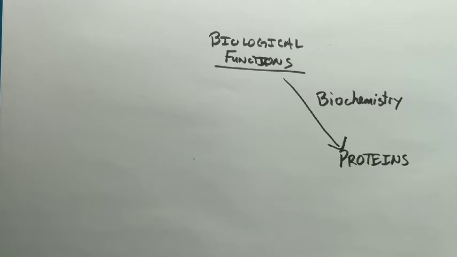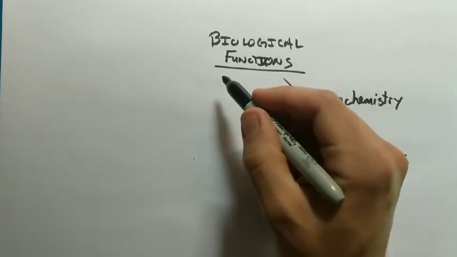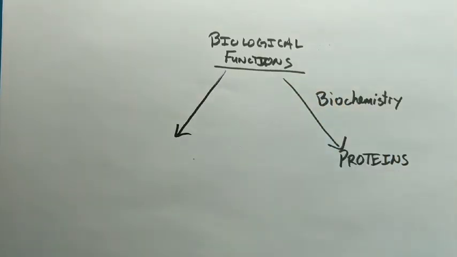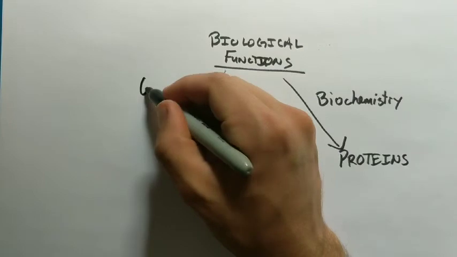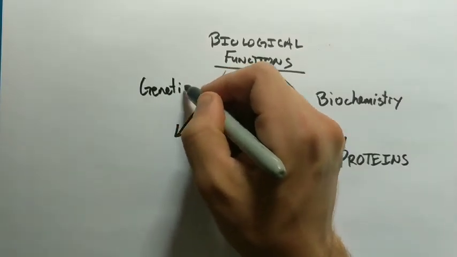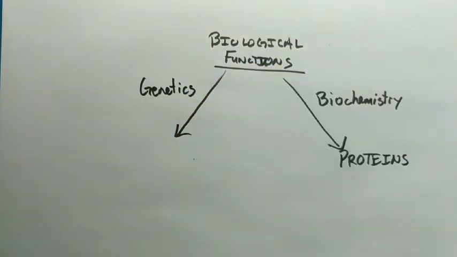The second way that biologists have studied biological functions is by looking at genetics. And genetics is trying to find how one thing is different. Everything else is the same, but one thing is different about some living thing.